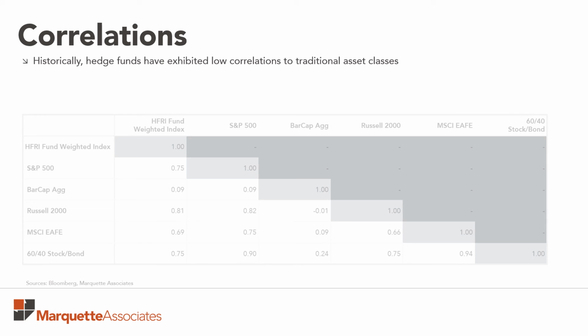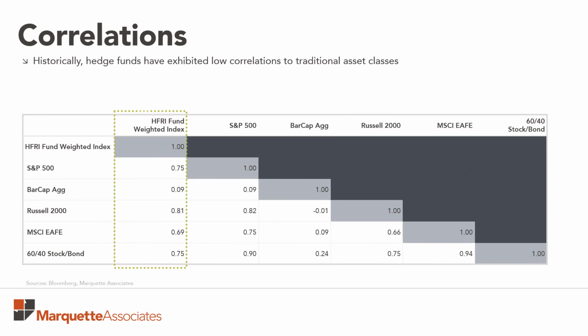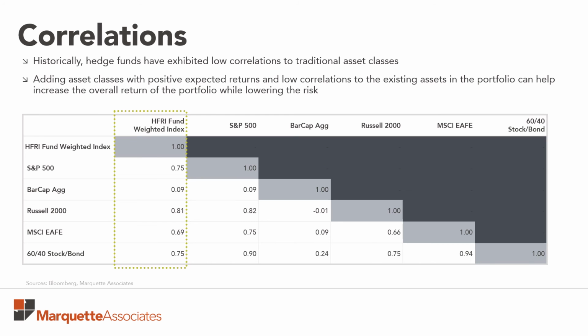Historically, hedge funds have exhibited low correlation to traditional asset classes. Adding asset classes with positive expected returns and low correlation to the existing assets in the portfolio can help increase the overall return of the portfolio while lowering the risk.